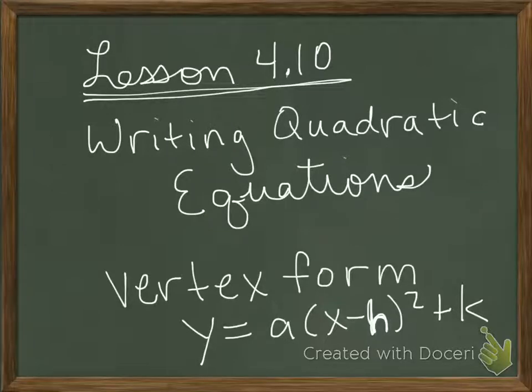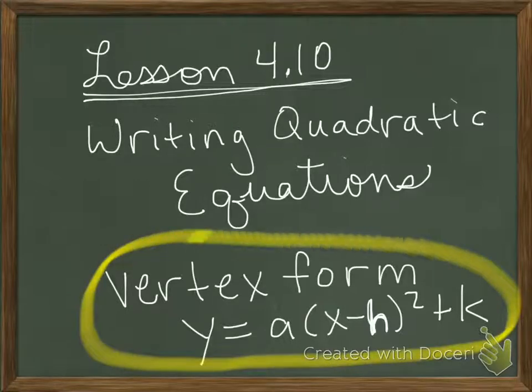This is lesson 4.10. We're going to be writing quadratic equations in this lesson, and we're going to be using vertex form, which is the form that we used in 4.2, where y equals a times (x minus h) squared plus k is the formula. So in this form, I need a, h, and k to be able to write an equation. So we're going to jump right into an example for this.